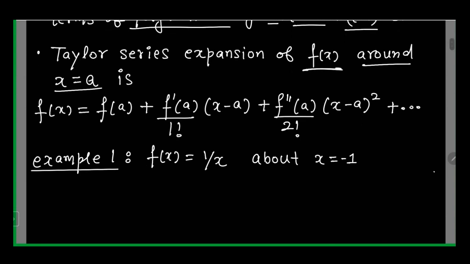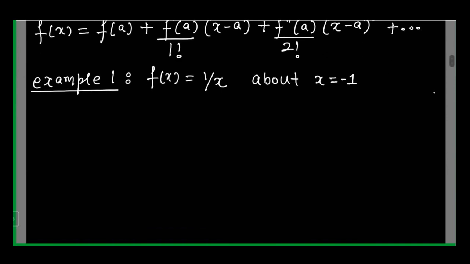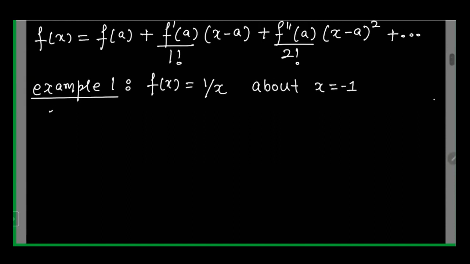Now let me give you one example so that you get a very good idea. The example is: you want to expand f(x) equals 1 by x around x equals minus 1. So what is the definition here? First of all, we need to find f(a). And what is my a? a is equal to minus 1. So I will put the value of a in my function. If I put minus 1 here, what will I get? 1 divided by minus 1, which is minus 1. So this is your f(a).